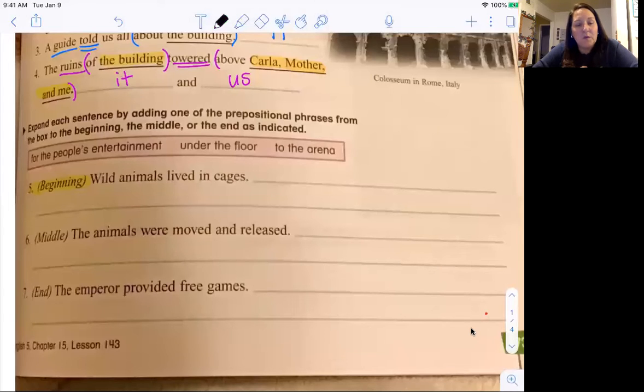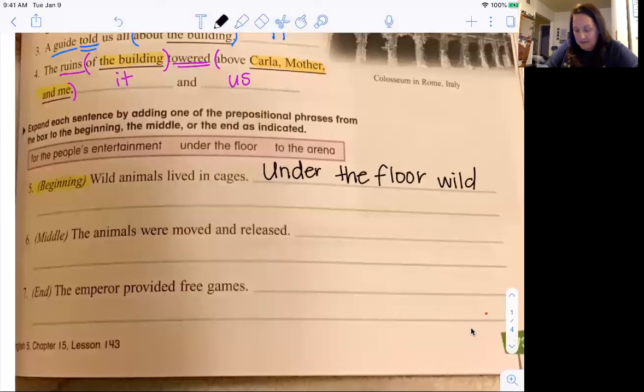But there's 2 different ones. We could say under the floor or for the people's entertainment. Now, would it be entertaining if they lived in cages? Probably not. So we're going to use under the floor. We're going to add it to the beginning. So we're going to say, and you write it with me, under the floor. Remember, sentences start with capital letters. Under the floor, wild animals lived in cages. What do sentences end in? They end in punctuation. In this case, it is a period.